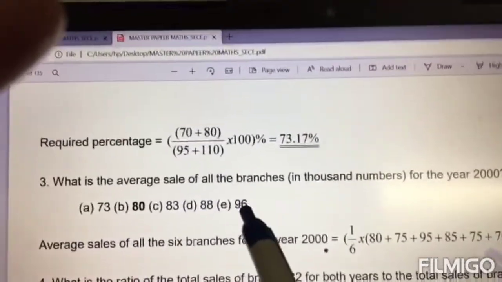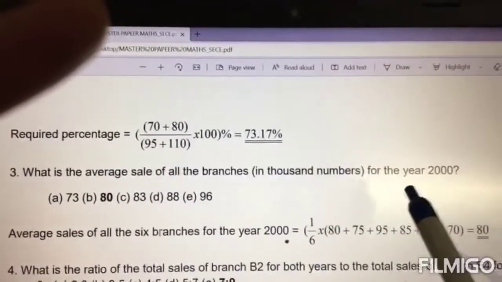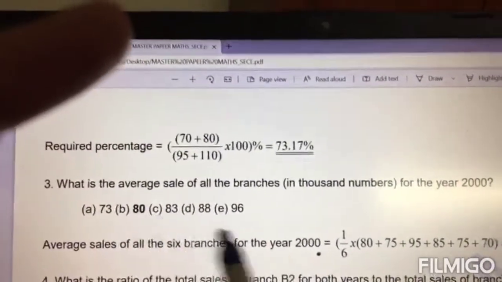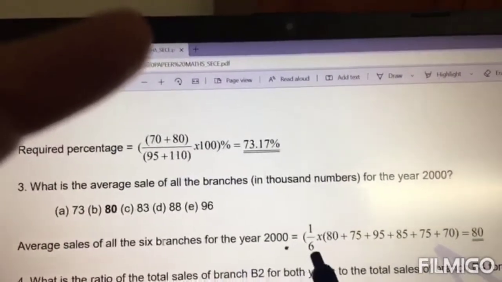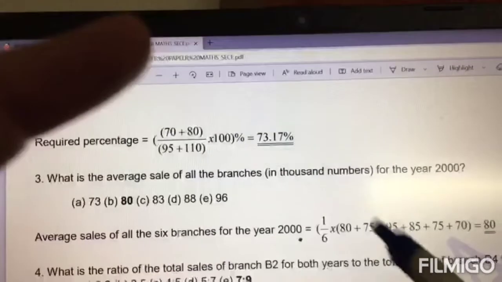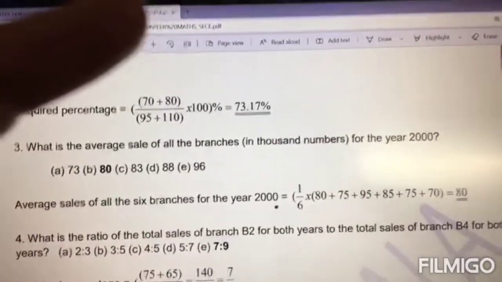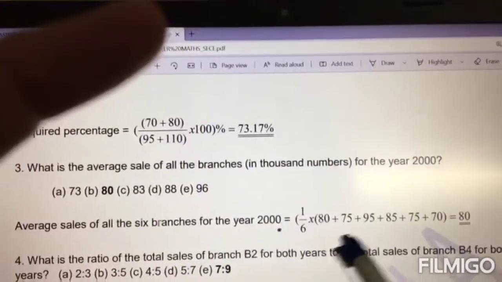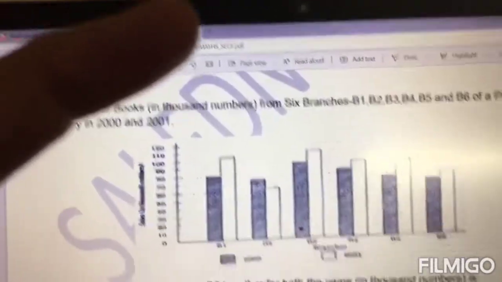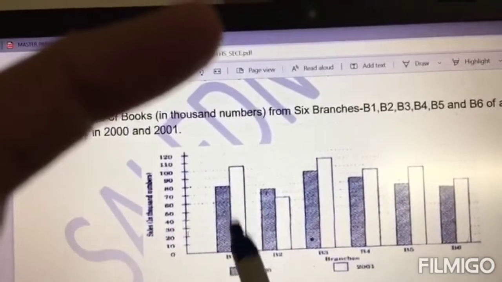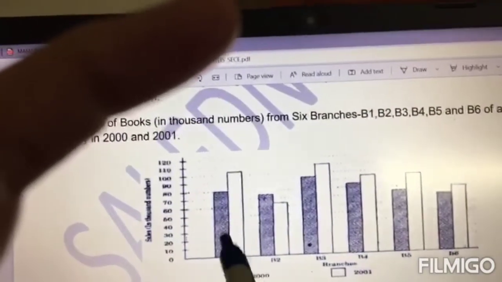What is the average sale of all branches in 1000 numbers for the year 2000? So add up all the sales for all the branches in the year 2000 and divide by 6. Why 6? Because there are 6 branches given. So remember, average is total divided by number. So total sales divided by number. How do you find the total sales? Again, go back to the graph. 2000 is the dark bar, that is black.